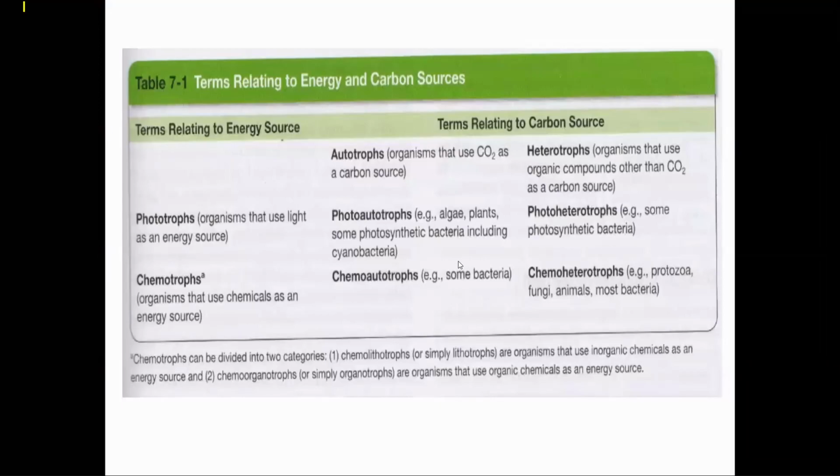This table summarizes what I have said. I put it in just to make things simple. This is what I have described already in the slides.